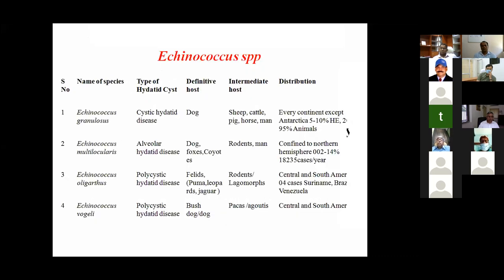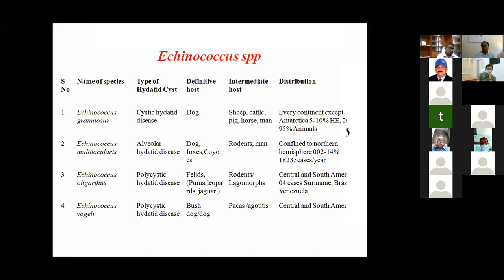If we see, we'll go one by one. The first one is Echinococcus. It is the smallest tapeworm of the dog, you know. It has four species: Echinococcus granulosus, multilocularis, oligarthus, and vogeli. The first two are of zoonotic importance, remember that. Echinococcus granulosus is found in every continent except Antarctica. And in human echinococcosis, 5 to 10% cases in certain areas have been reported. And in animals, the range is from 5 to 95% of animals infected with hydatidosis.